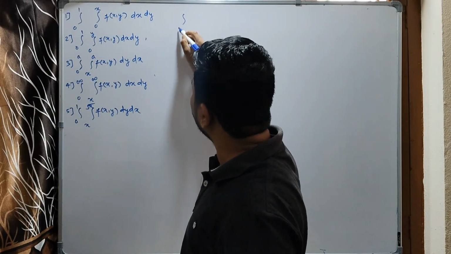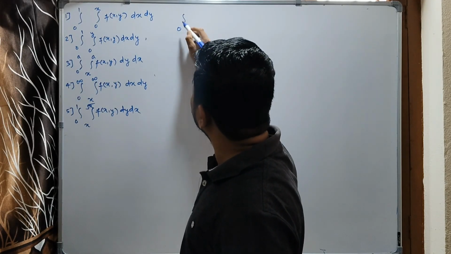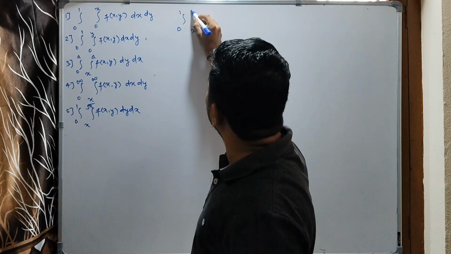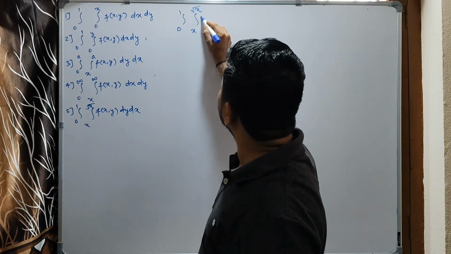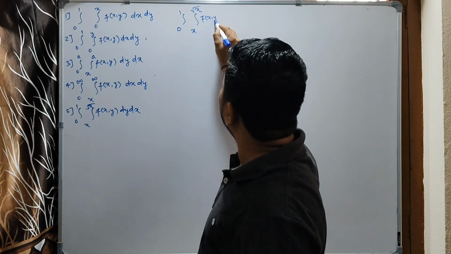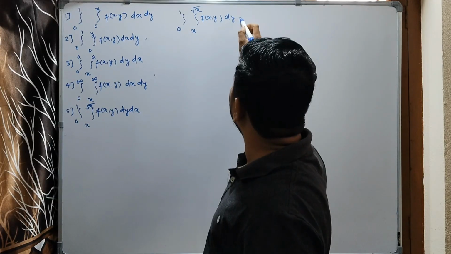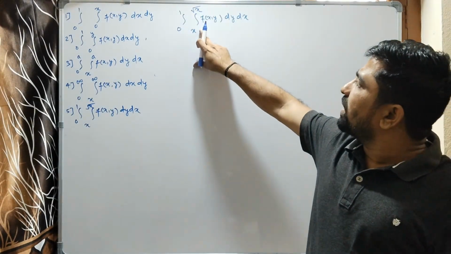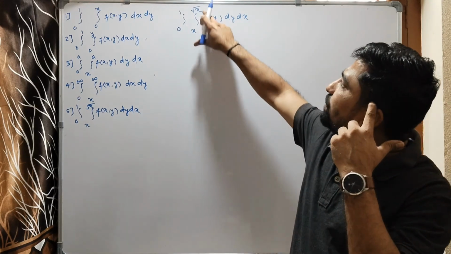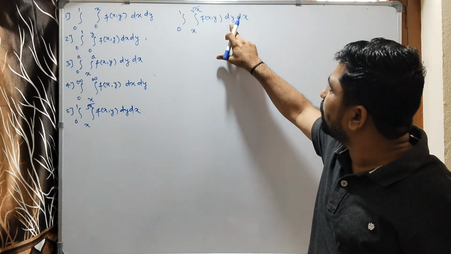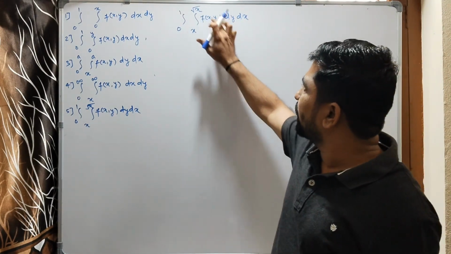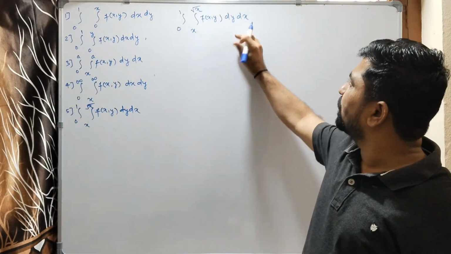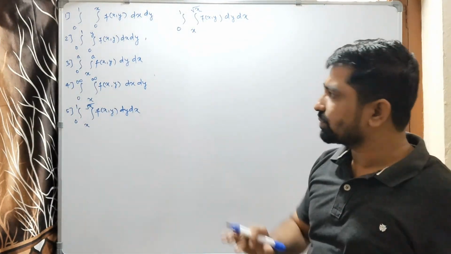Here the limits of the first integral are 0 to 1, and the limits of the second integral are x to root x. This is f of x comma y, dy and then dx. Now just observe one thing: the limits of my second integral are in terms of x variable. So first integrate with respect to y and then x, in this order dy dx, and these are the limits.